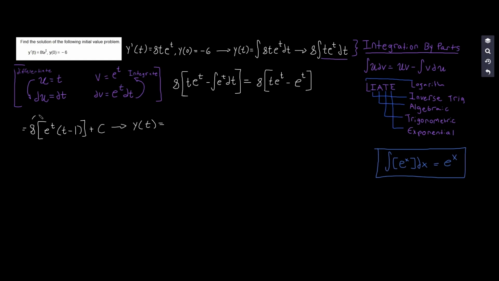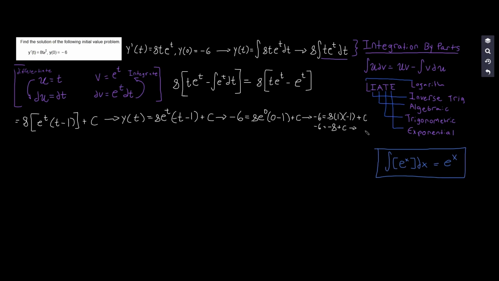So now we have to distribute our 8, and we're going to have y of t equals 8 times Euler's number raised to the power of t times t minus 1 plus c. We know that y of 0 is negative 6, so we're going to plug in t equals 0. And then I can simplify this further, and we'll find that c equals 2. So we found our arbitrary constant. So I'm just going to plug in c equals 2 into our general solution here.